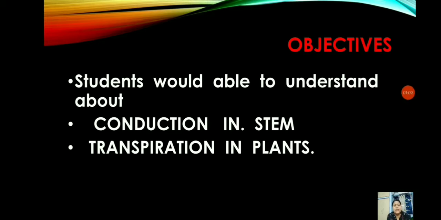In our previous class, we discussed the different functions of the stem, the structure of a leaf, different types of venation in the leaf, and then we discussed the functions of leaves as well. So today in this video we shall be exploring a few more topics, but before that let's look at the objectives. At the end of the class, students would be able to understand conduction in stem and then transpiration in plants.